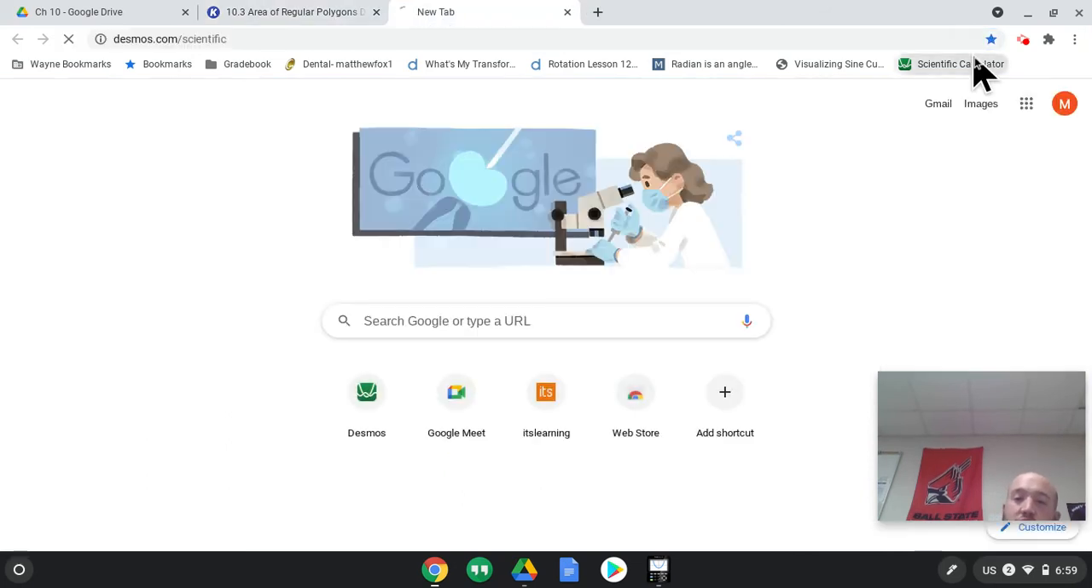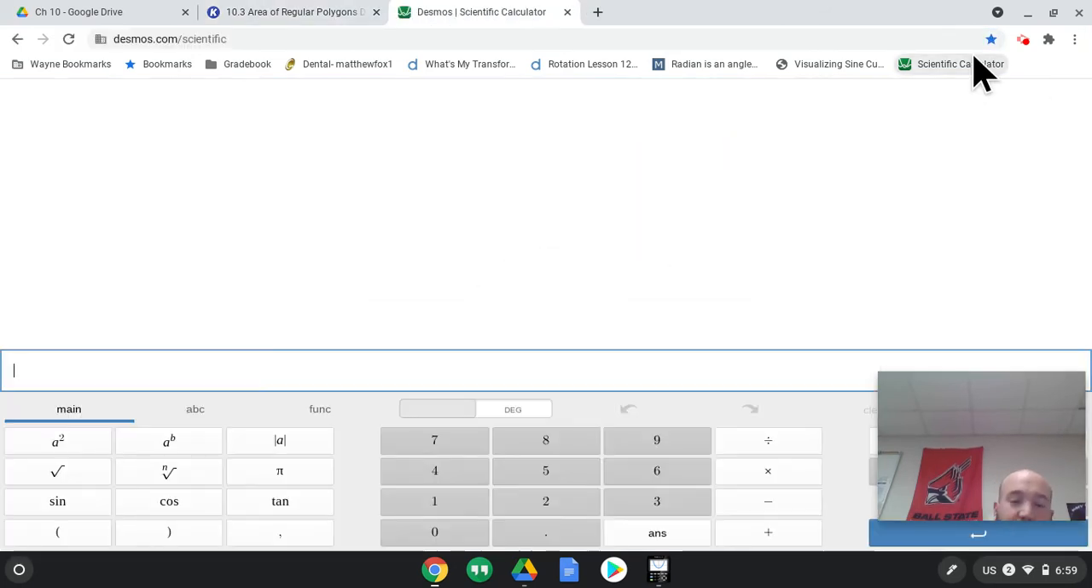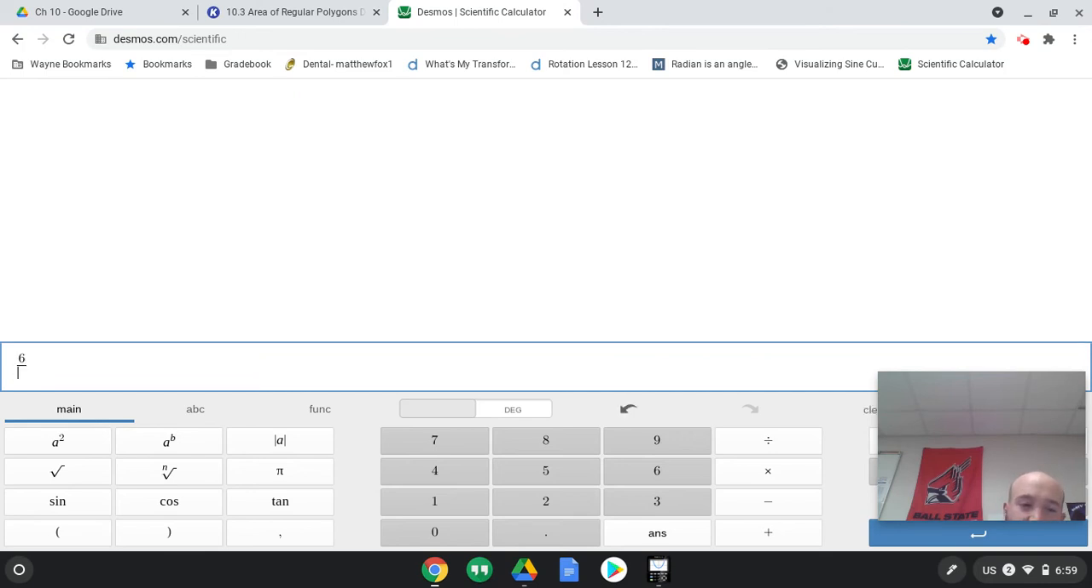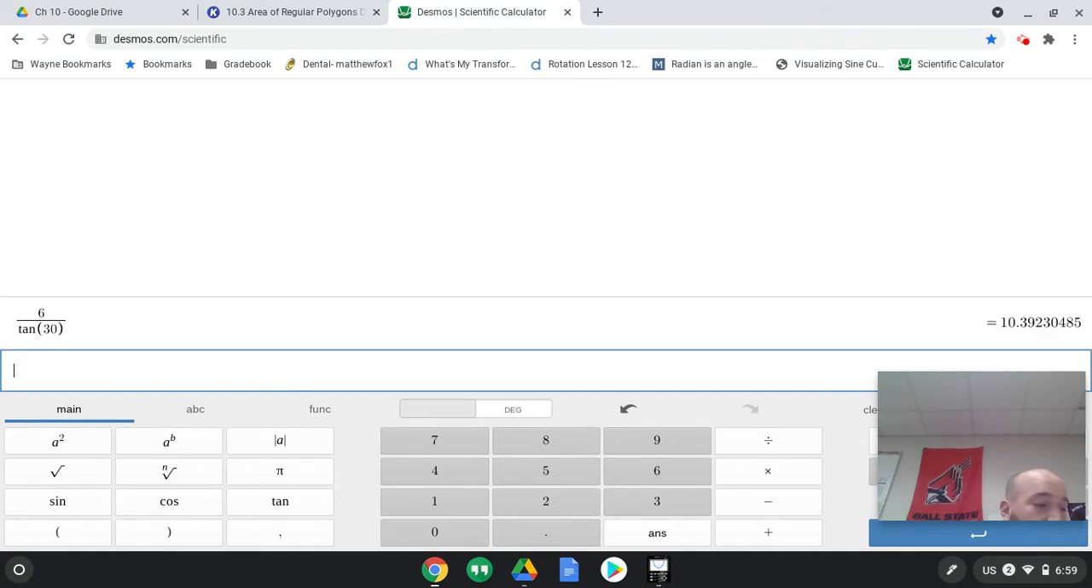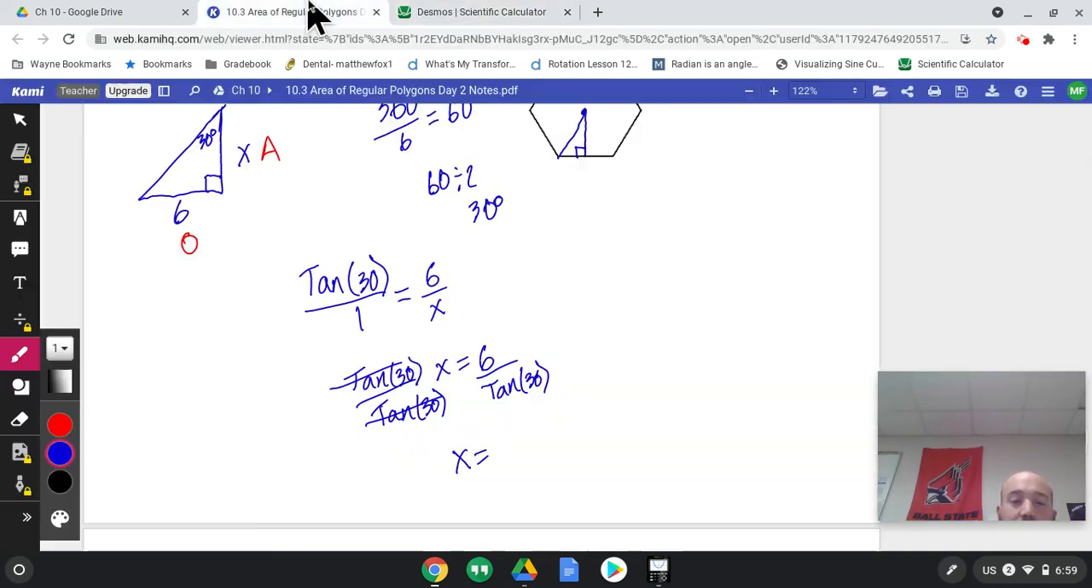I don't expect you to do this in your head, right? We don't know the tangents, we don't have them memorized. So go to desmos.com/scientific, 6 divided by tangent of 30. Okay, hit enter, and you'll see 10.39230485. We don't want all that. Let's round to 2 decimal places. So 10.39, we go 1 past 2. That's less than 5, so we round down. So 10.39. That'll be our apothem.